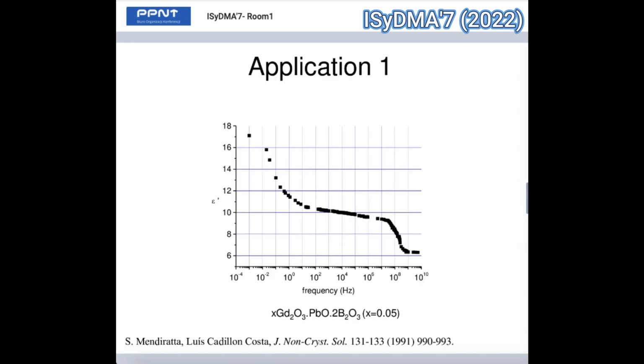So let's see some applications. I like this application because it was in my PhD when I was a young guy. It's one of my first papers, in 1991, and that's why I like it very much. This is a study made in lead borate glasses. This is a lead borate glass with gadolinium oxide, and here we can see that we have one relaxation here, more or less, and a second relaxation here.